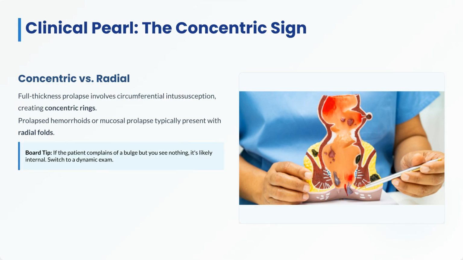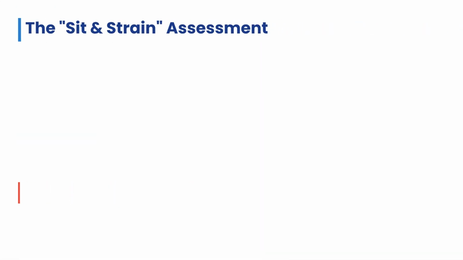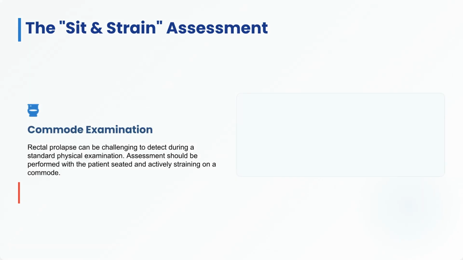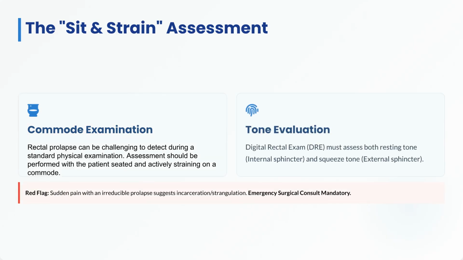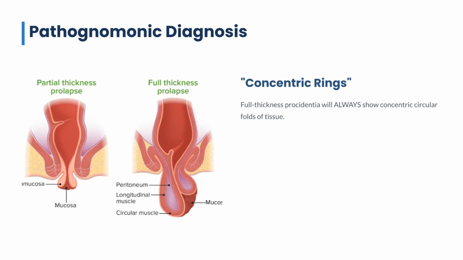If a patient complains of a bulge but you see nothing, consider internal prolapse and perform a dynamic exam. The sit and strain assessment is crucial. Commode examination helps detect elusive prolapse, and a digital rectal exam must assess both resting and squeeze tone. Sudden pain with irreducible prolapse is a red flag requiring emergency surgical consult. Full-thickness procedentia is pathognomonic for concentric circular folds.